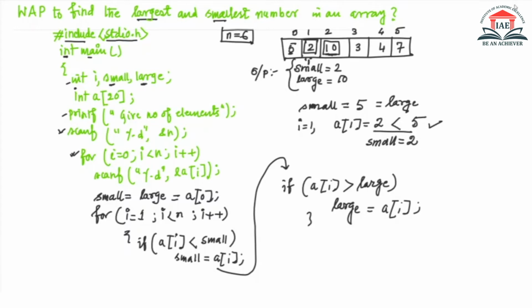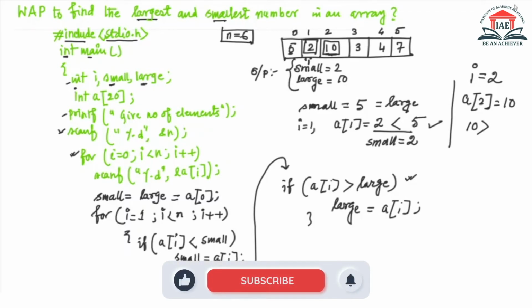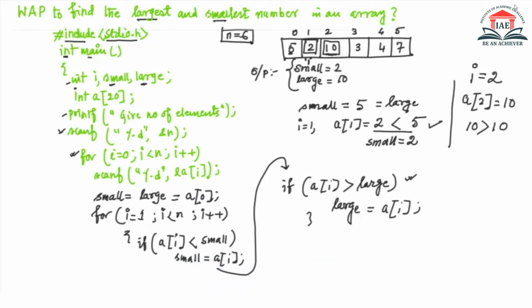So by using that you can find that, because again these conditions will not be satisfied, so again in the i loop, the value of i becomes 2, then a[2] is equal to 10. So the first condition on small is not satisfied, but this condition is satisfied, that means 10 is greater than or equal to large. Large, in that particular case, we have taken as 5. The condition is satisfied, so large equals 10.